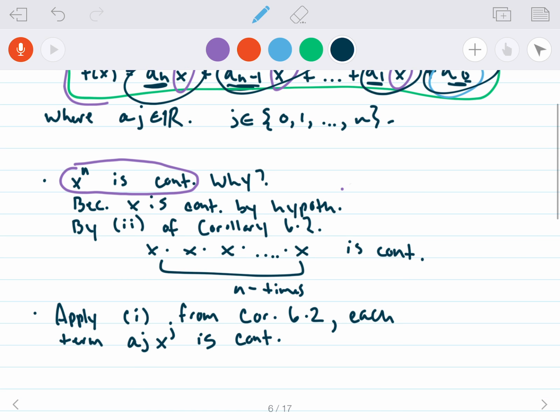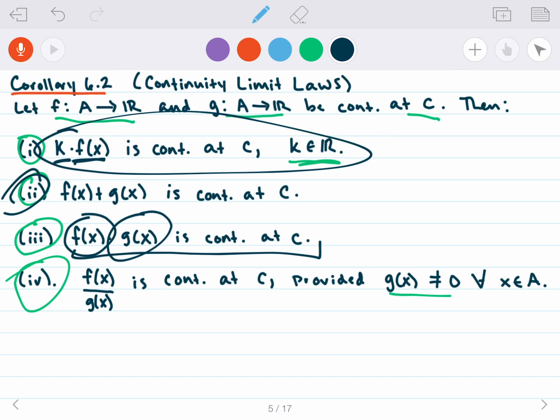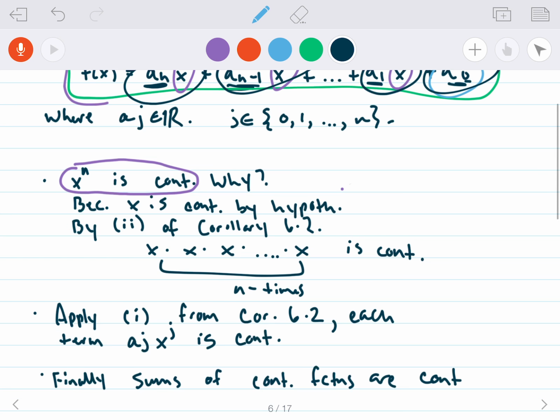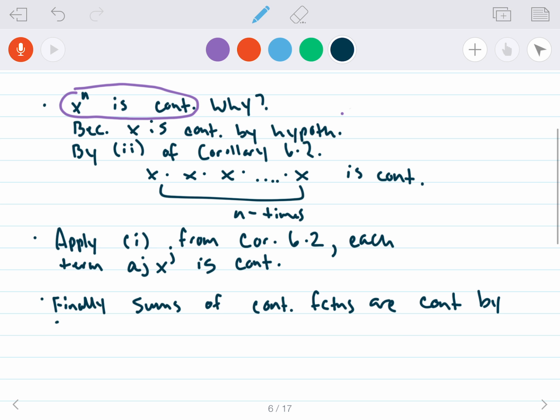And finally, sums of continuous functions are continuous. And what is this by? Well, this is by part 2 of corollary 6.2. Okay, so thus any polynomial is continuous on R.